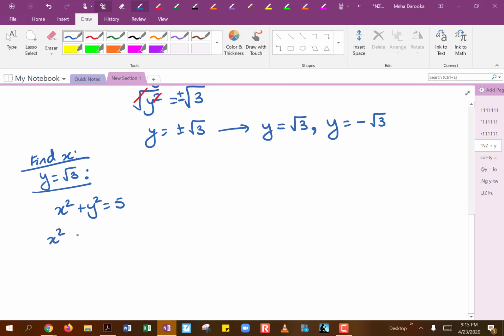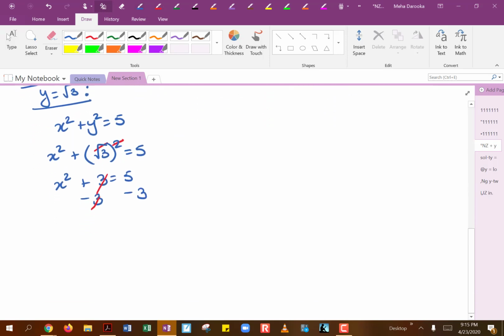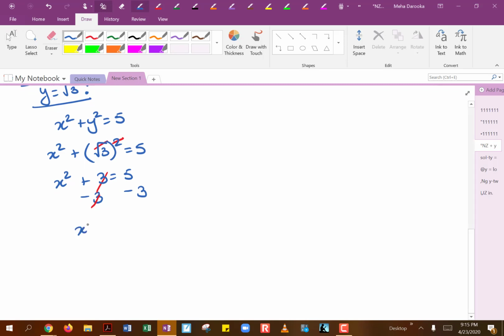Okay, so this will give us x squared plus (square root of 3) squared equals 5. And of course your square root and square will cancel each other out, leaving us behind with x squared plus 3 equals 5. Subtract 3 on both sides. And again, of course, we're trying to get x by itself. So we get x squared equals 5 minus 3, which is 2.